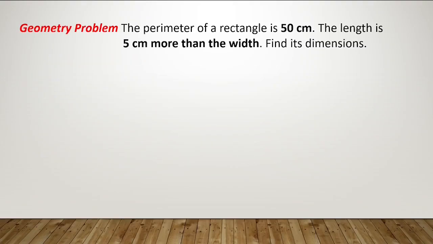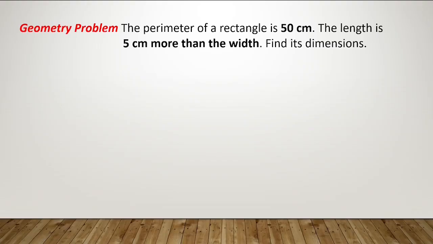Okay, let's continue with geometry problem. The perimeter of a rectangle is 50 cm. The length is 5 cm more than the width. Find its dimension. The dimension is referring to the length and the width of the rectangle.